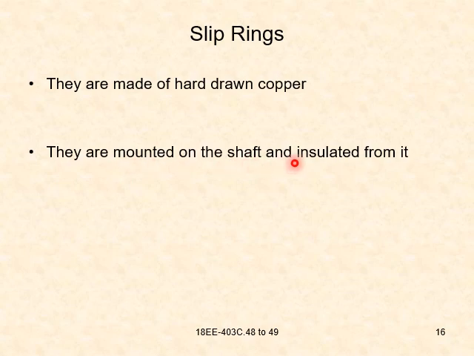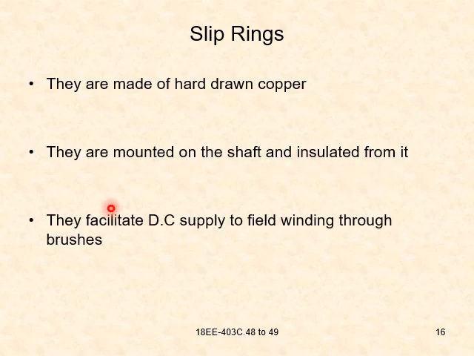They are mounted on the shaft and insulated from it. They facilitate DC supply to the field windings through brushes. So these slip rings are mainly used to excite the field poles in order to produce a magnetic flux or field. Since it is a rotating field type, it requires slip rings and brushes to connect a DC supply to it.